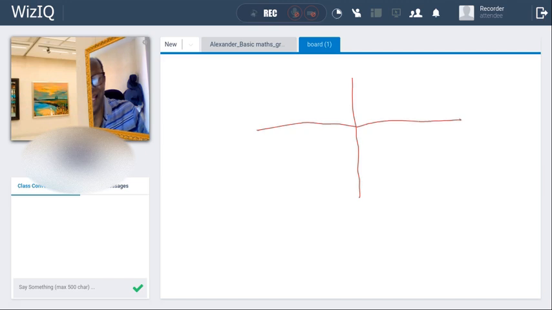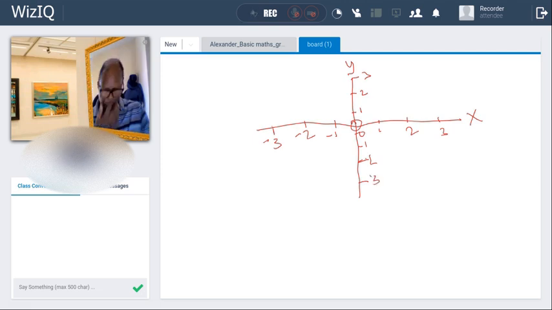Okay, can you see this red? Yeah. So this is y, this is x. So this is called the x-axis, and this is called the y-axis. The point here is 0. As you go to the right, it's going to be positive: 1, 2, 3. If you go this way, it's going to be -1, -2, -3. The same way, if you go up, it's going to be +1, +2, +3. If you go down here, it's going to be -1, -2, -3.